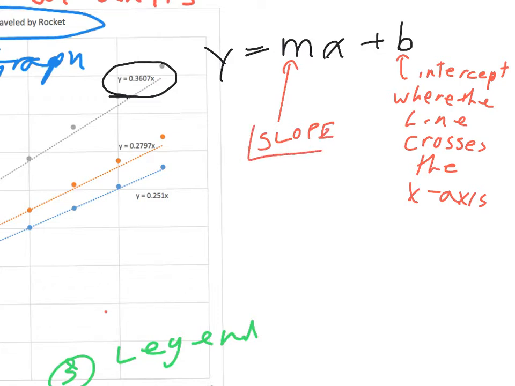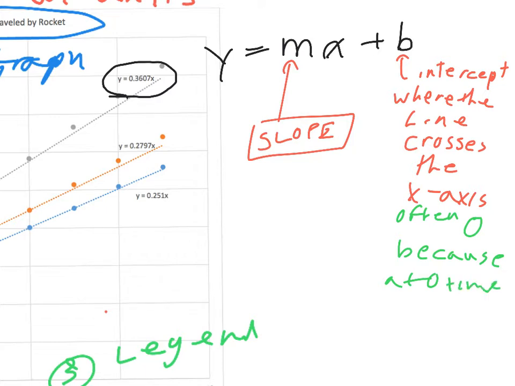Slope is what we really want to focus on. Your intercept is often going to be 0 and not part of your equation, because at 0 time you often have very little, if anything, happening, right? Other times the intercept will be really important, but a lot of times it'll just be 0. Slope.